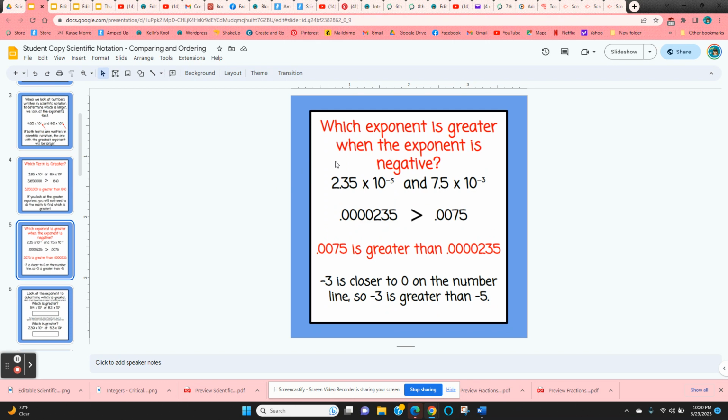Now, what to do when the exponent is negative? You're still looking for the greater exponent. The students have to remember that -3 is greater than -5.